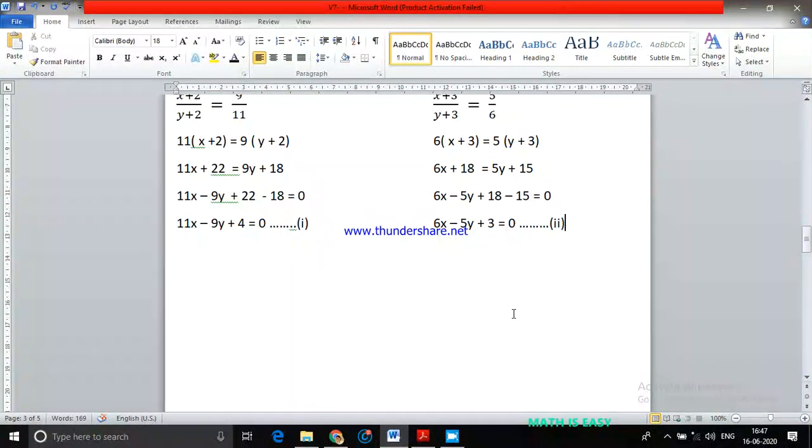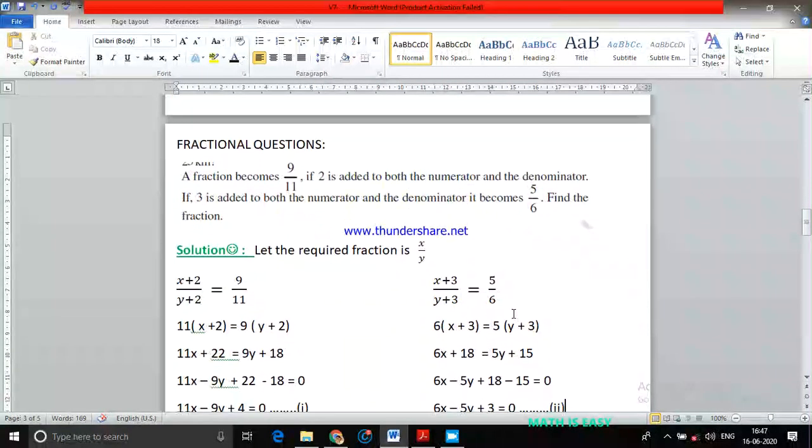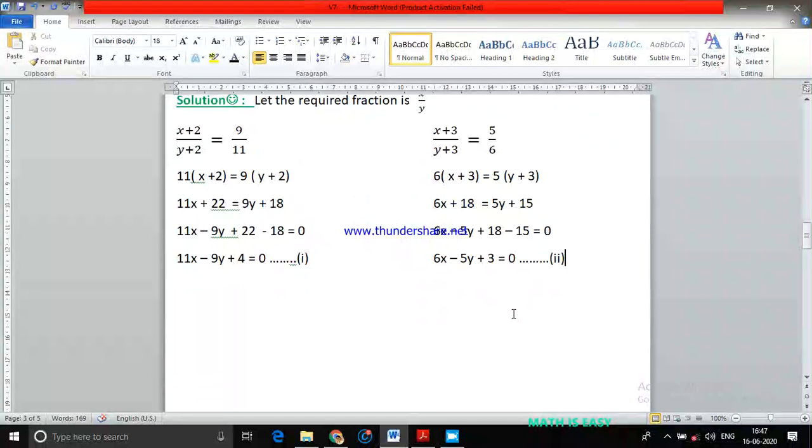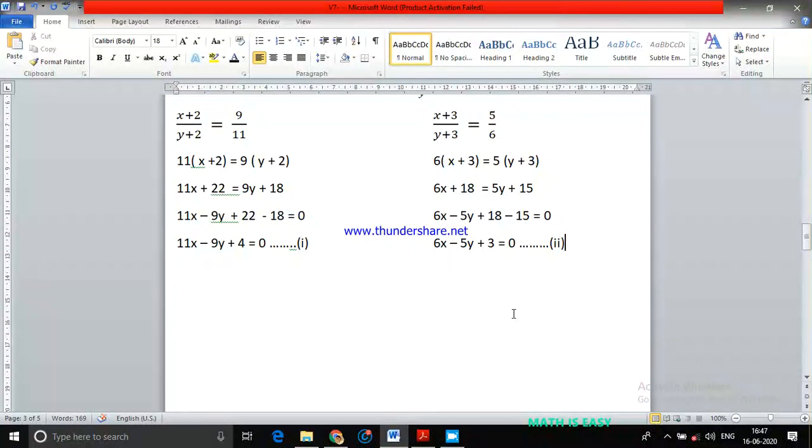Now it is your wish which method you want to solve by, whether elimination method, substitution method, or cross multiplication method, because none of the methods are mentioned in the question, so it's up to you. You can choose your own method. So what I do is I want to go for the elimination method, and I'll do it by eliminating y. So here the y coefficient is 9, here the y coefficient is 5. So to make it equal, I multiply equation number 1 with 5. So what do you get if I multiply equation 1 with 5?